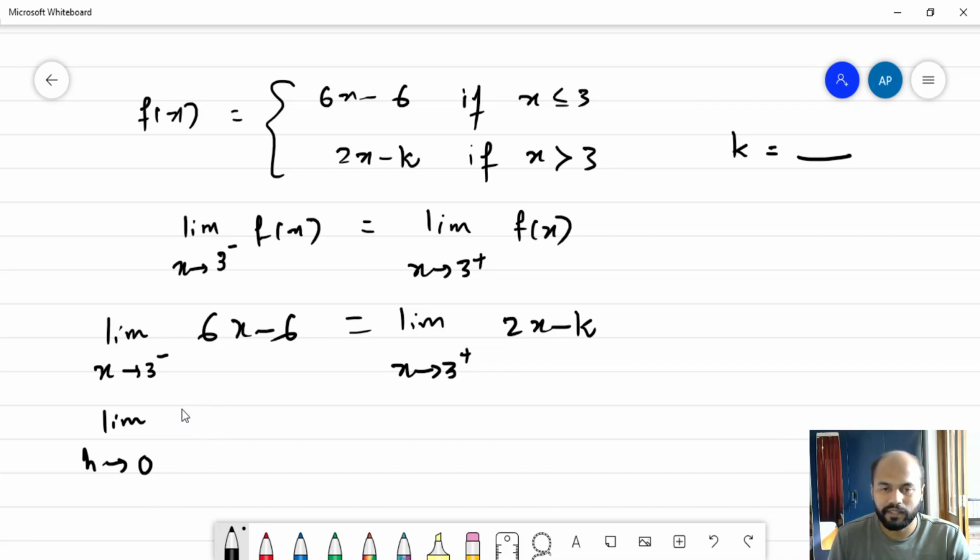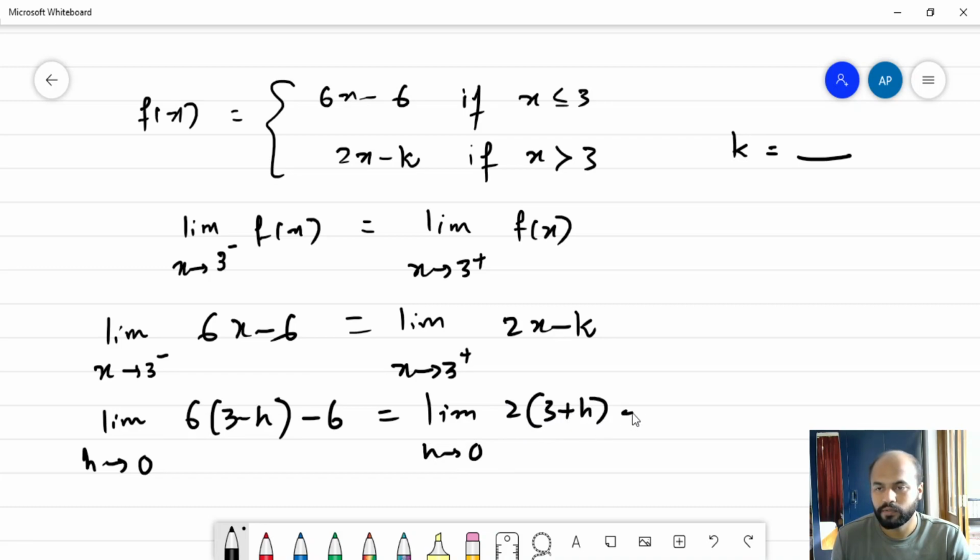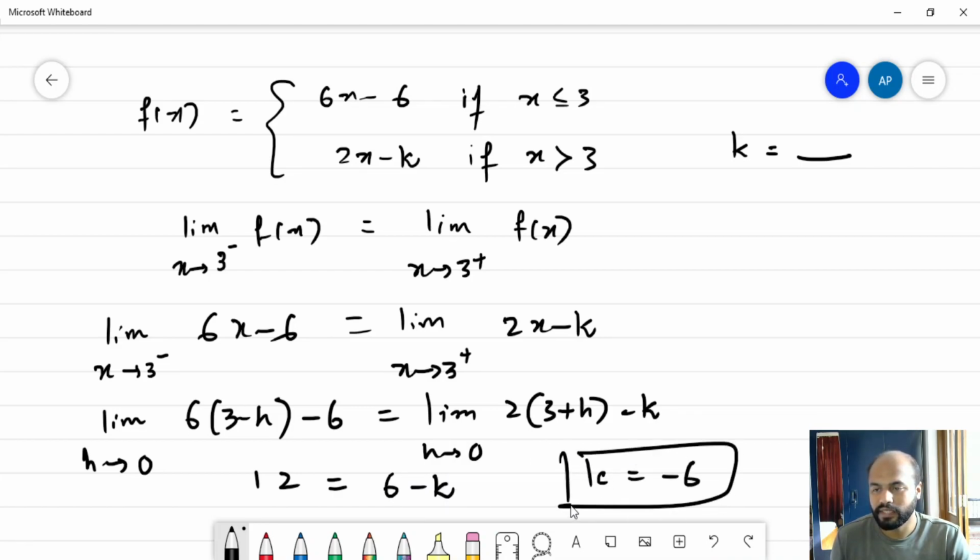Now let's go to the next step, and that is limit h tending to 0. In place of x, I'll be substituting here 6(3 minus h) minus 6. And over here, in place of x, I'm going to substitute 2(3 plus h) minus k. So put h as 0 and what we get is 18 minus 6, which is 12, on this side. This side is going to be 6 minus k. So k comes out as minus 6. That is the answer to this question.